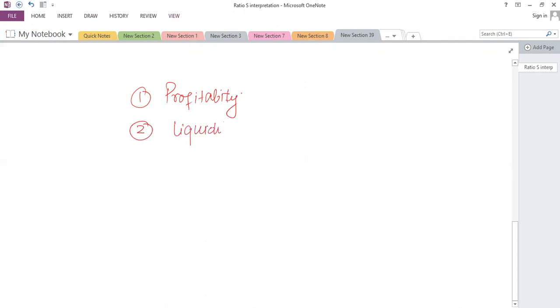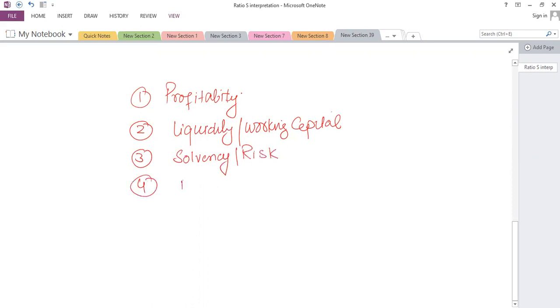The categories of ratios that we need to calculate: one is profitability, and in this category we have to calculate a few ratios. The second category is liquidity and working capital ratios. The third one is solvency and gearing ratios, risk related ratios. And the fourth one is the investor ratios. These are the total ratios available.